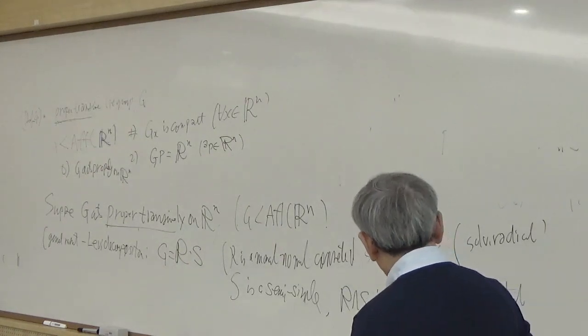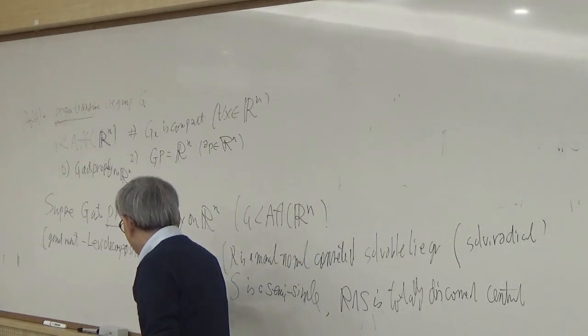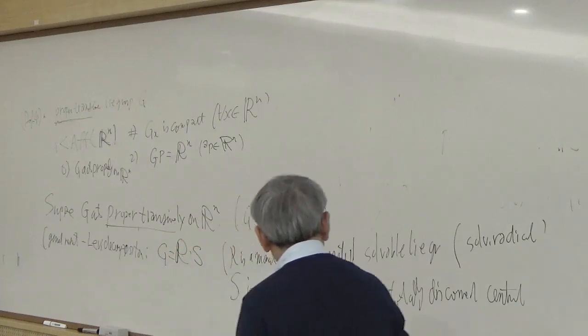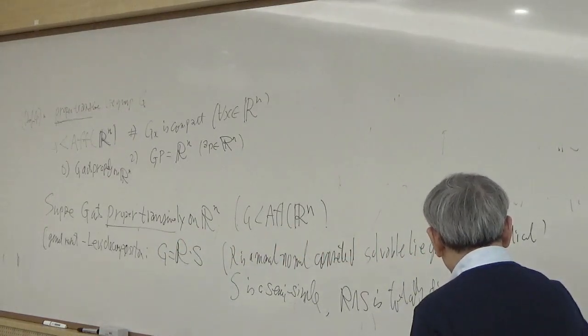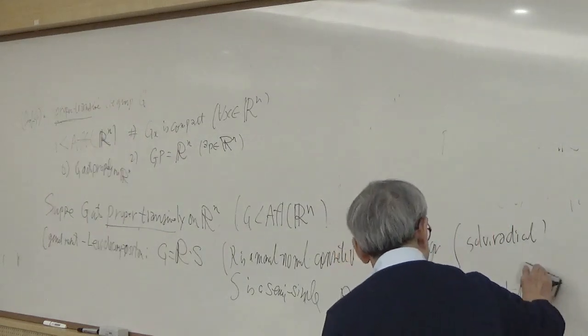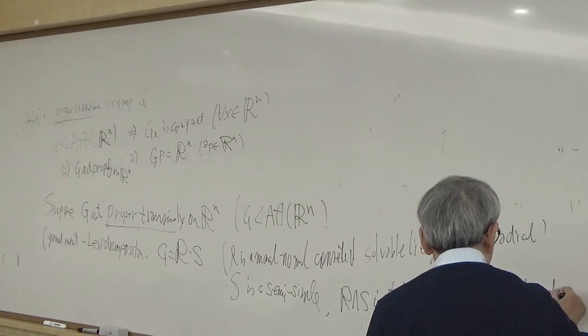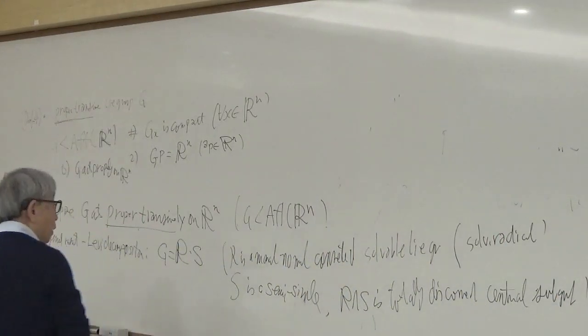Sometimes it becomes discrete, but anyway, in general this is a totally disconnected central subgroup. This intersection belongs to the center of G, which commutes with every element of G. This is the first step. Okay.